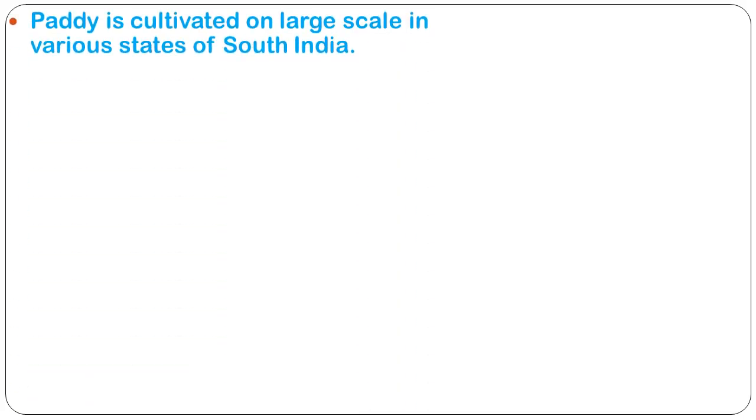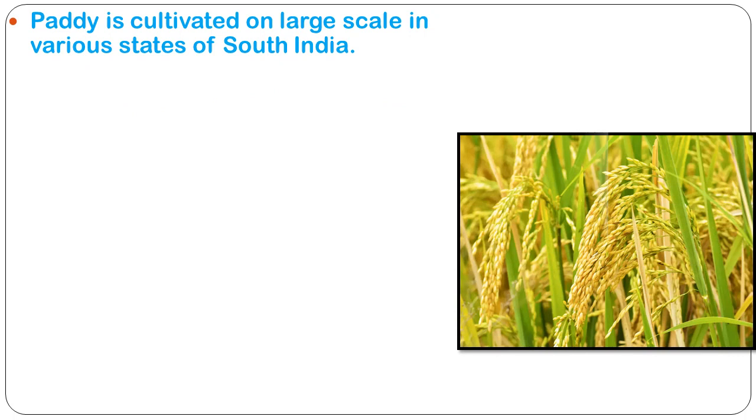Okay, so students, paddy is cultivated on a large scale in various states of South India. Now paddy is a rice field, where rice is grown. These paddy fields are frequently attacked by the insect grasshopper. That means the grasshopper is a primary consumer and paddy is a producer.